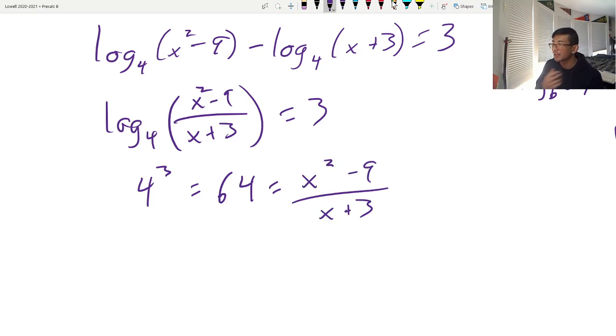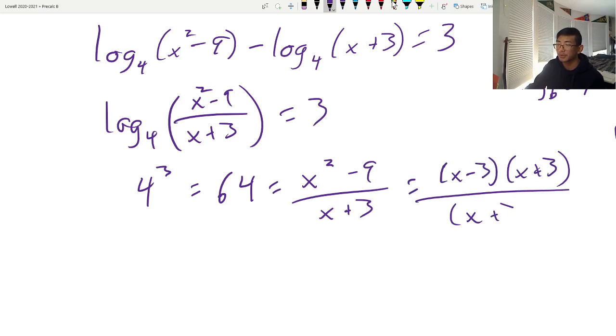Now we could go about solving this equation by multiplying left and right side by x plus 3. But one thing that does is that it actually gets rid of the possibility you might be losing a solution that you might have had before. So actually, what we can do in this case is factor the numerator, because this is really x minus 3 times x plus 3, and we can simplify this fraction.